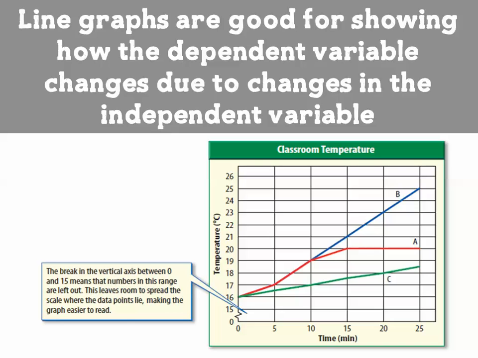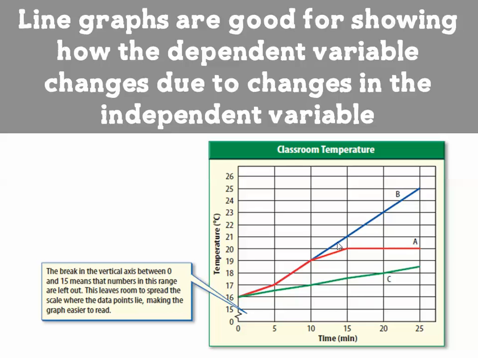So these types of graphs are known as line graphs, the first type we're going to look at, and they're good for showing how the dependent variable changes due to changes in the independent variable. So over time, the temperature might change in a classroom. Let's say someone is trying to install a thermostat. There's three different brands of thermostats, and he wants to test out which brand is truer to the control or the 20 degrees that it's set at. So he measures the temperatures of the three classrooms over the course of 25 minutes to see which one works best.